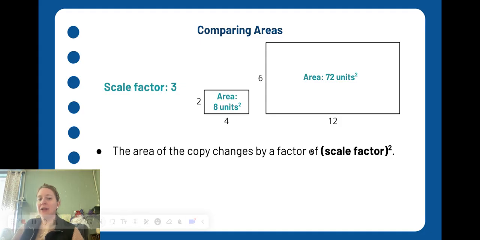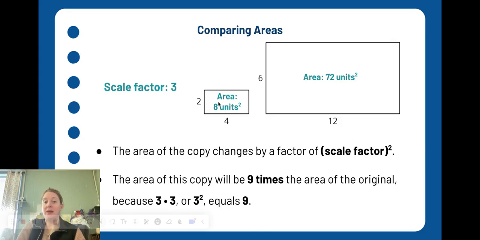So, the area of the copy changes by the scale factor squared. Because what we're doing is we're multiplying by 3, and then we're multiplying it by 3 again. So 3 times 3 is 9. And that makes sense because 8 times 9 would be 72. So the area of the copy would be 9 times the area of the original, because it's the scale factor times the scale factor again, or the scale factor squared. Write this down. Make sure you pause the video if you need more time to write before we move on.